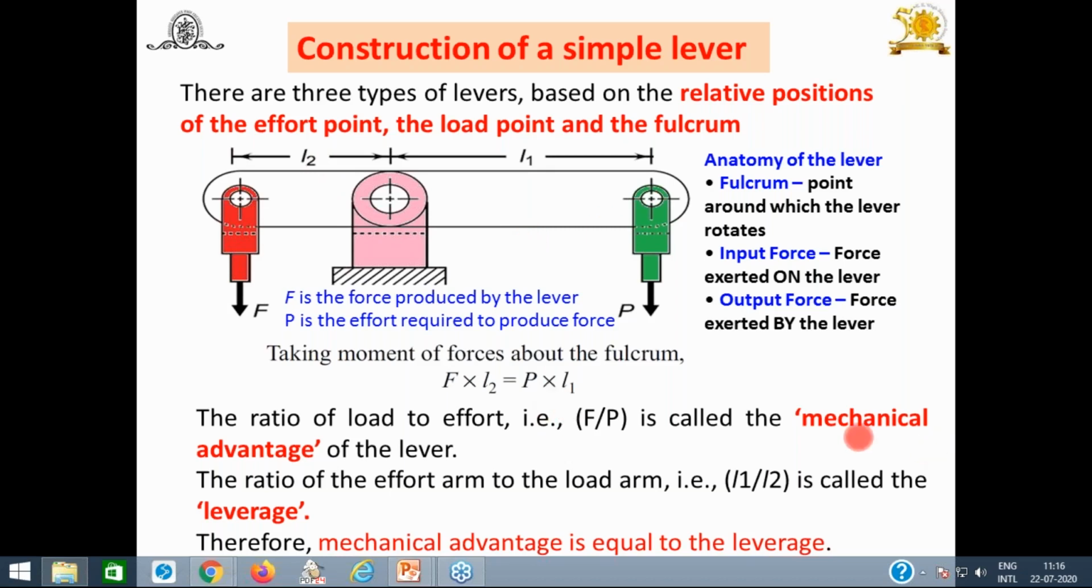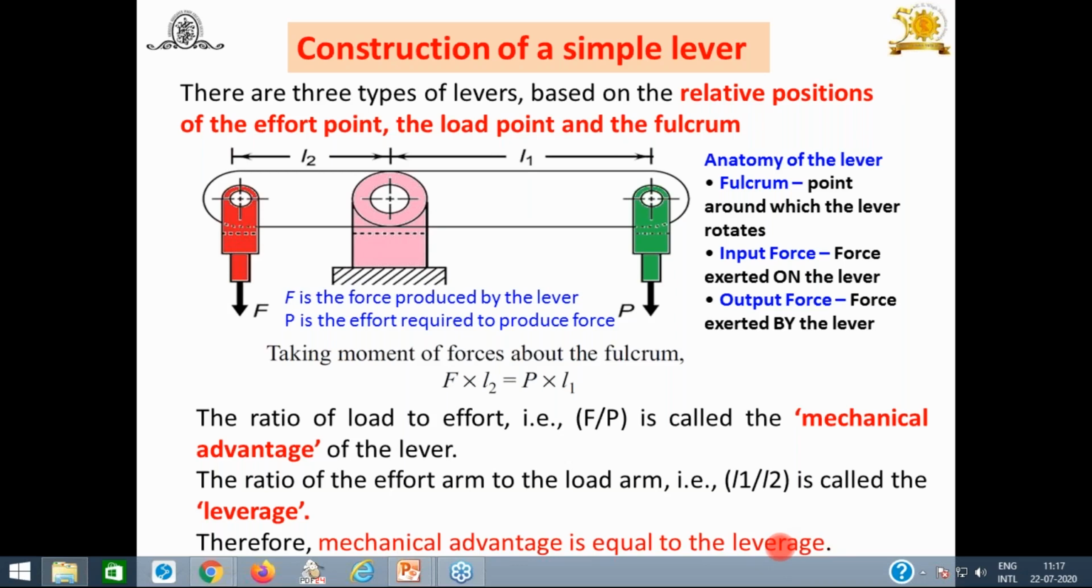This is about the terms mechanical advantage and leverage. Here, if we write F by P is equal to L1 by L2, that means we are going to say mechanical advantage is equal to leverage. Try to understand: mechanical advantage is equal to leverage. You can write in your notebook also: F by P is equal to L1 by L2.